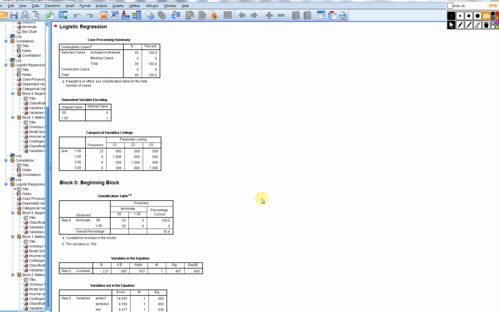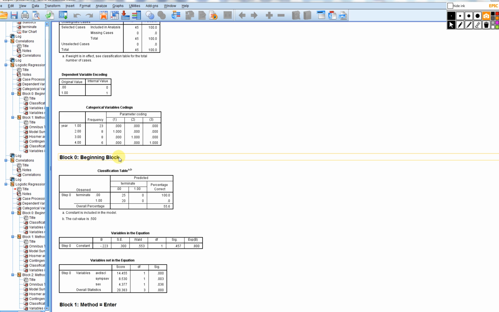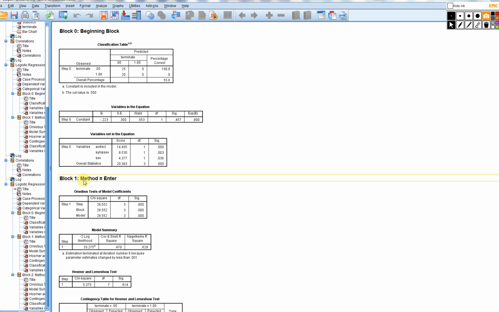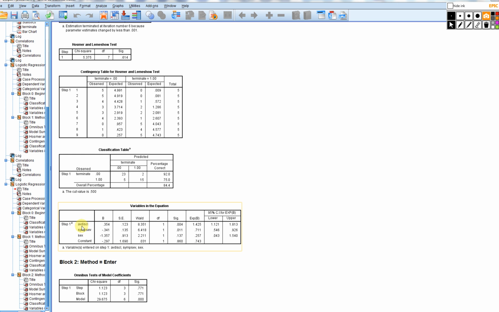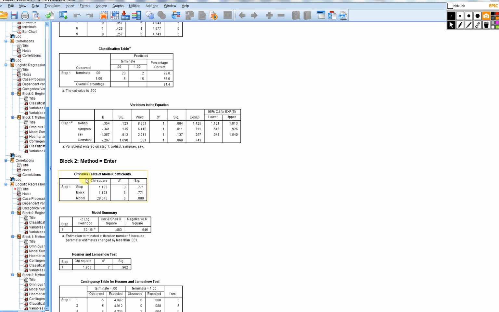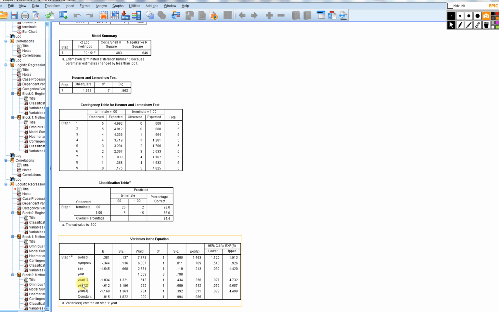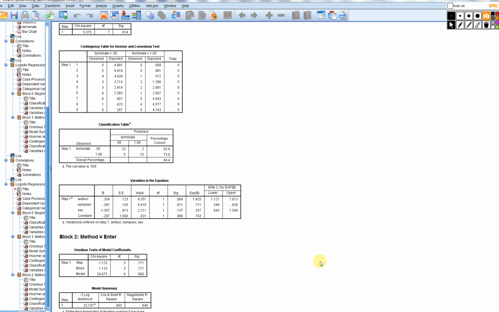And so in this case right here, you'll notice we've got block 0, which is the null, block 1, which contains the predictors of avoidance of disclosure, symptom severity, and sex, and then block 2, where we enter our dummy coded variables for year: our comparisons between sophomores and freshmen, juniors and freshmen, and seniors and freshmen.